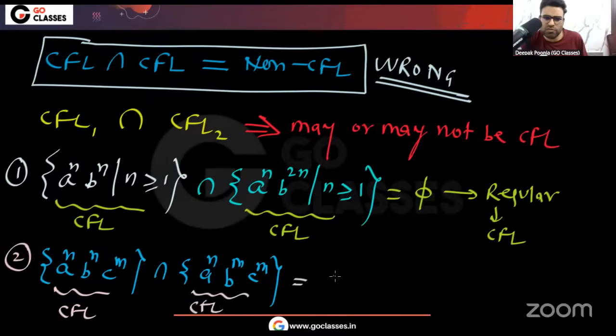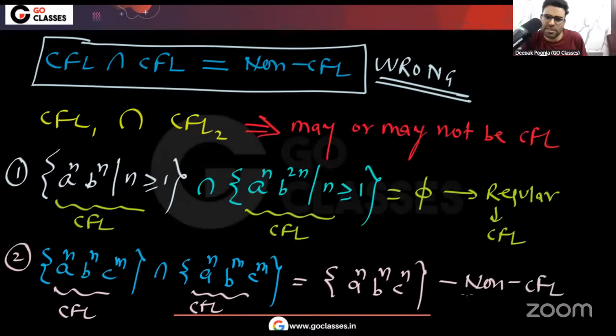And what is the intersection of these two CFLs? That is a^n b^n c^n, which is a famous non CFL language. I hope you understood. So a very simple point, remember that the intersection of two CFLs may or may not be CFL.